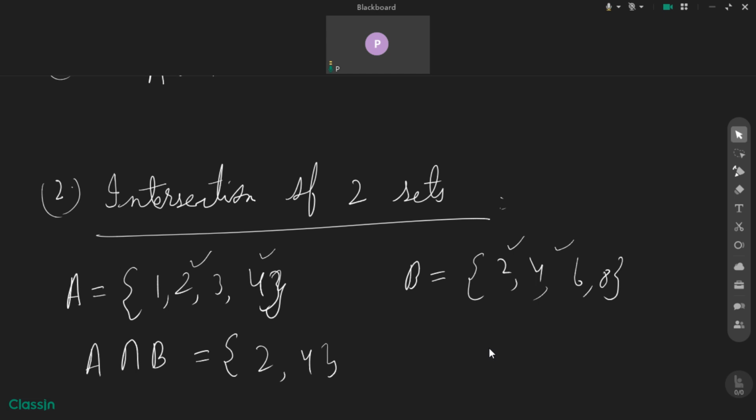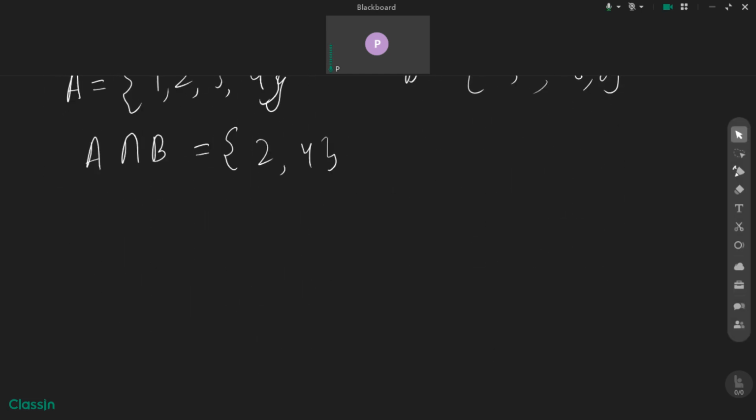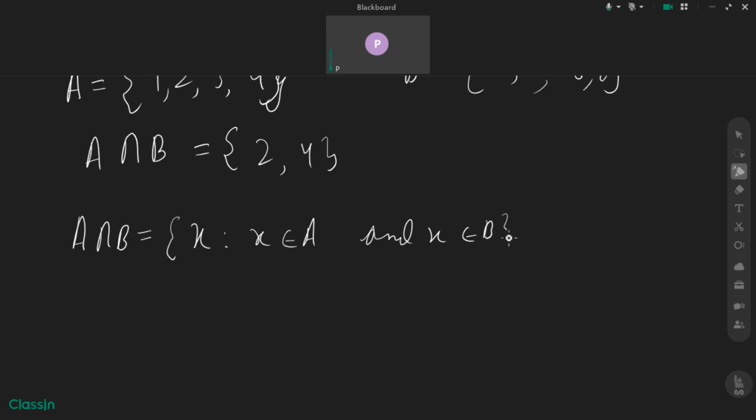Now, if we want to represent this intersection in set builder form, I can write like this. A intersection B is equal to the set of all x such that x belongs to A and x belongs to B. That is those x elements that are in A and B also, common elements. So this will be the representation of intersection in set builder form.